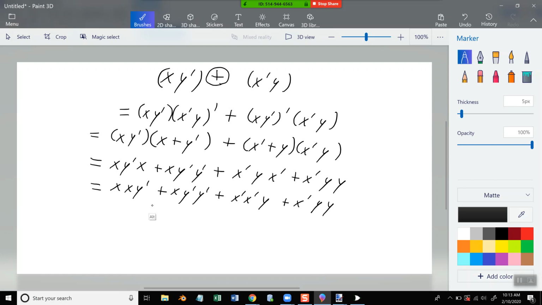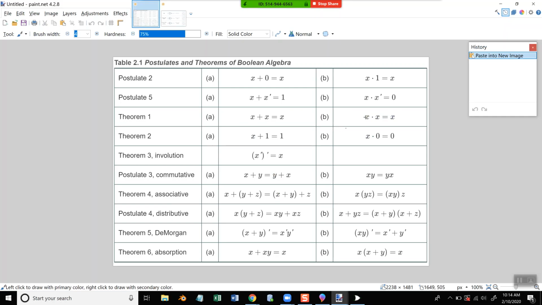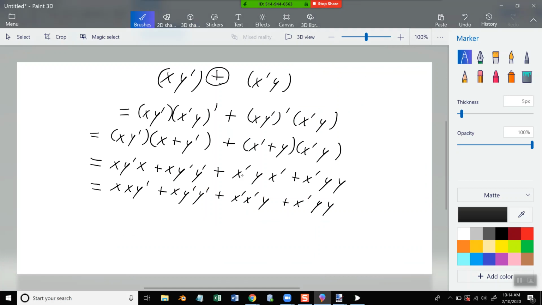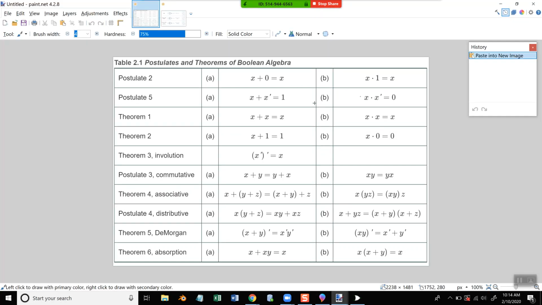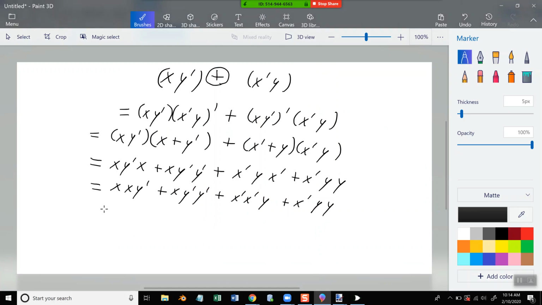Okay, if they're the same, I think I've got a property for that. If they're exactly the same, theorem 1b says x times x is equal to x. Which means this is x y prime, this is x y prime, this is x prime y, and this is x prime y.